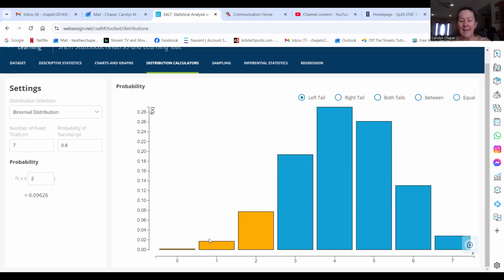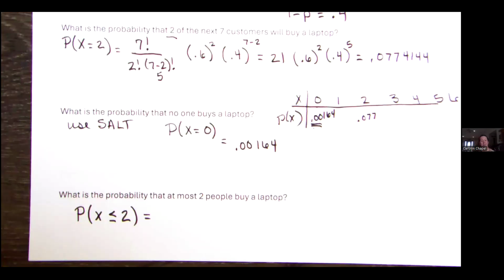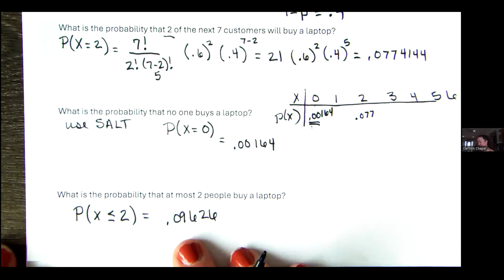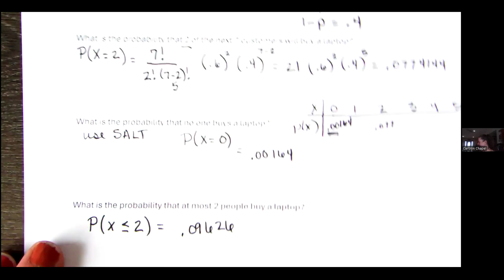So we will go back to the notes. That is so fast. Back to our notes, and we'll turn the page here. There it is, the 0.09626 that we got from the technology.